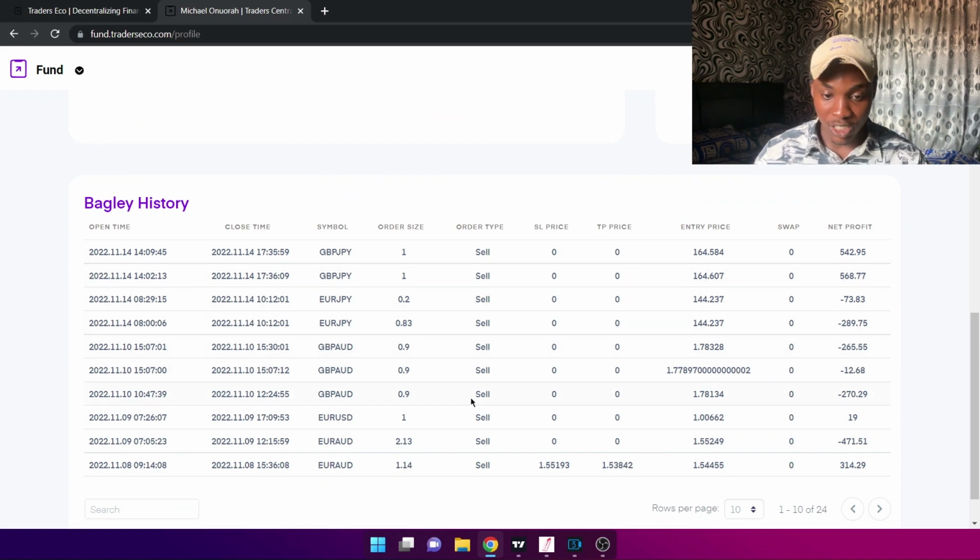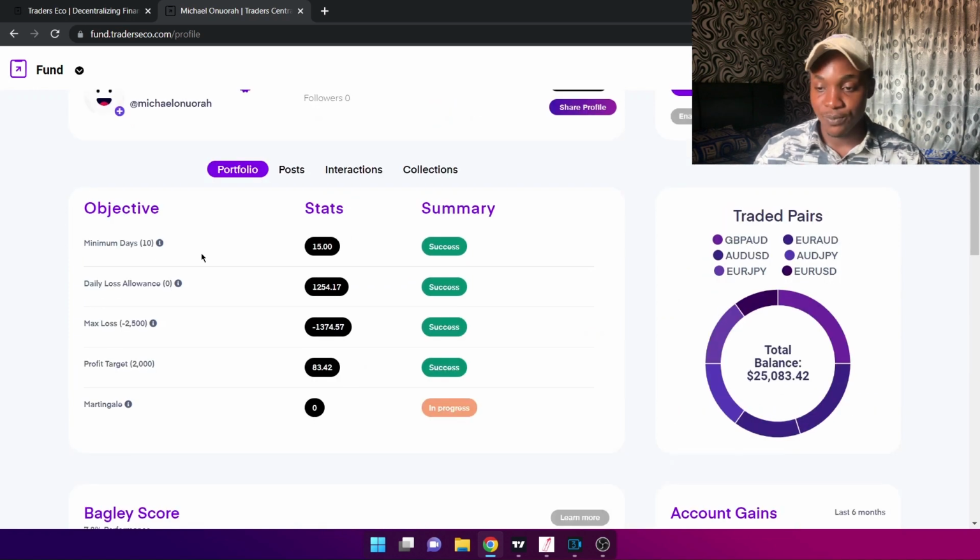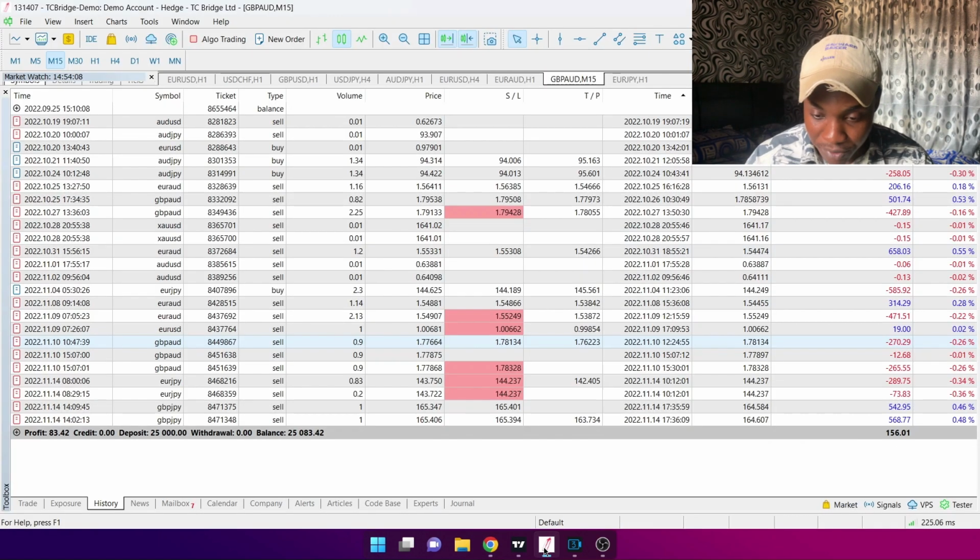And this was the whole history. So what makes you qualified for a retrial? You have to be above profit, above your starting balance. You must not have breached any rule. You have to meet the minimum days. You must not hit the daily loss limit, and you must not go beyond the martingale rule. So let's go to the MT5.